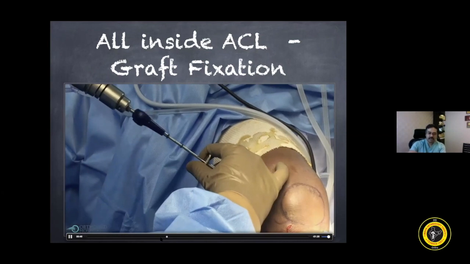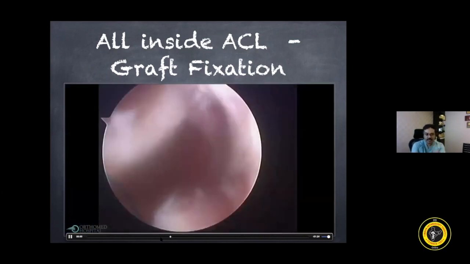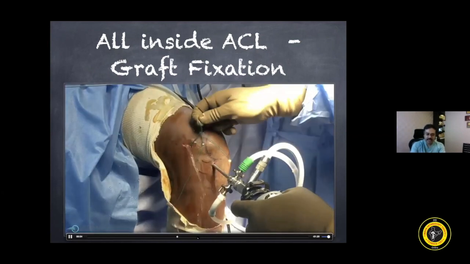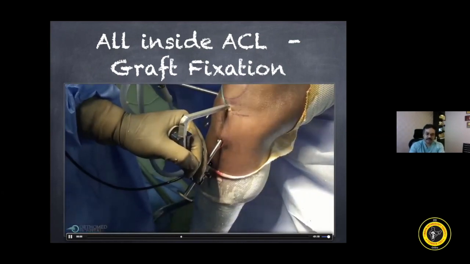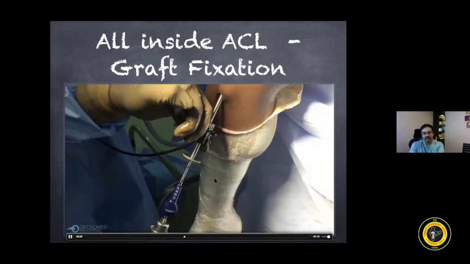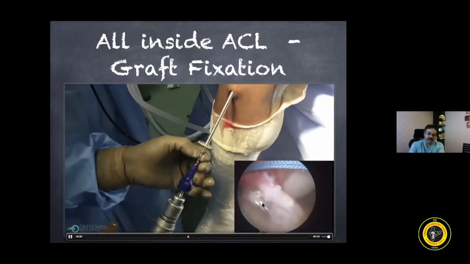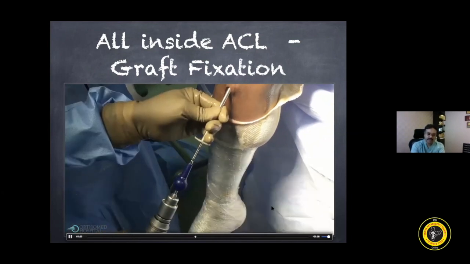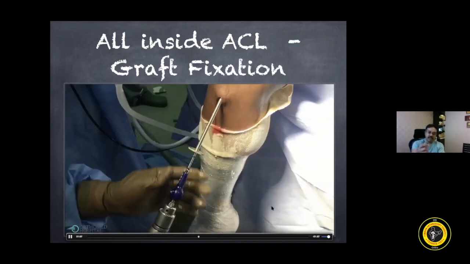Once it is flipped down, it works as a reamer. So now reverse reaming is done, and the femoral socket is made. Once the femoral socket is made, the sutures are passed from the femoral as well as the tibial side. On the tibial side, it is the same technique. You can see the flip cutter is passed, and the tip of the flip cutter is flipped out, and it is reverse reamed.